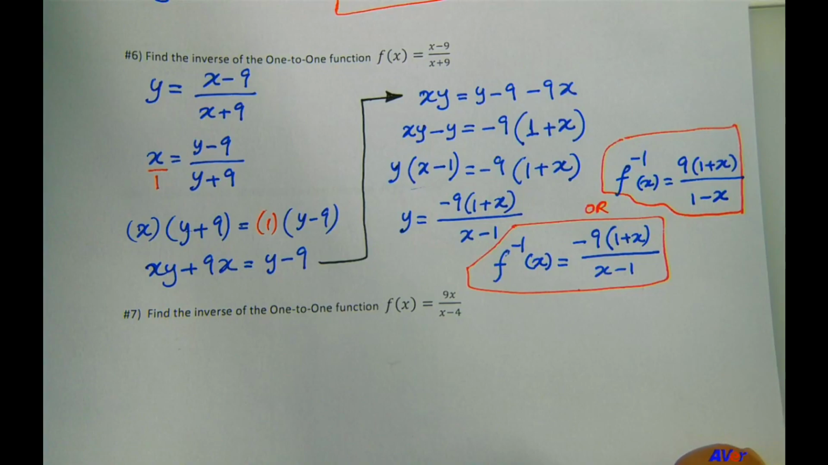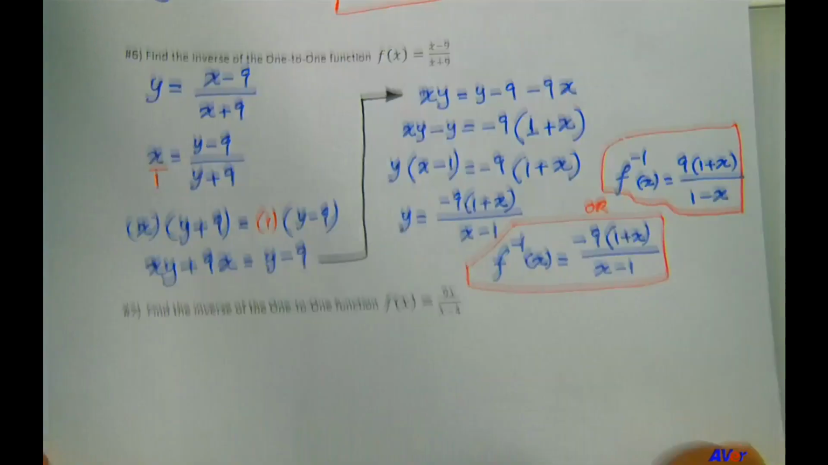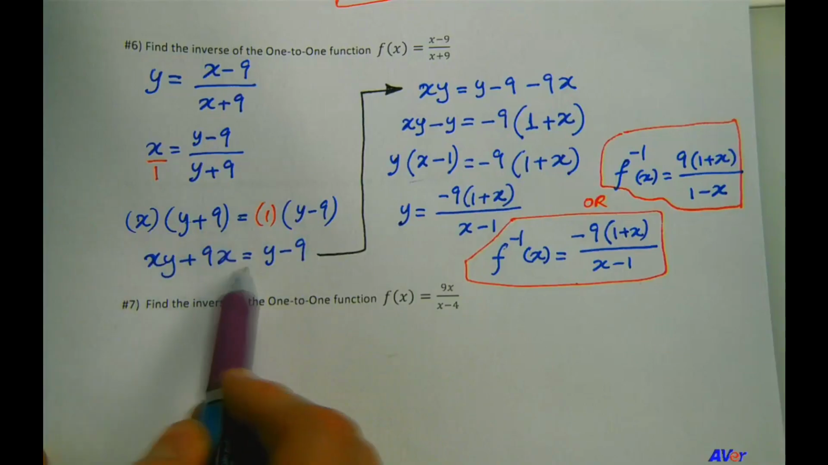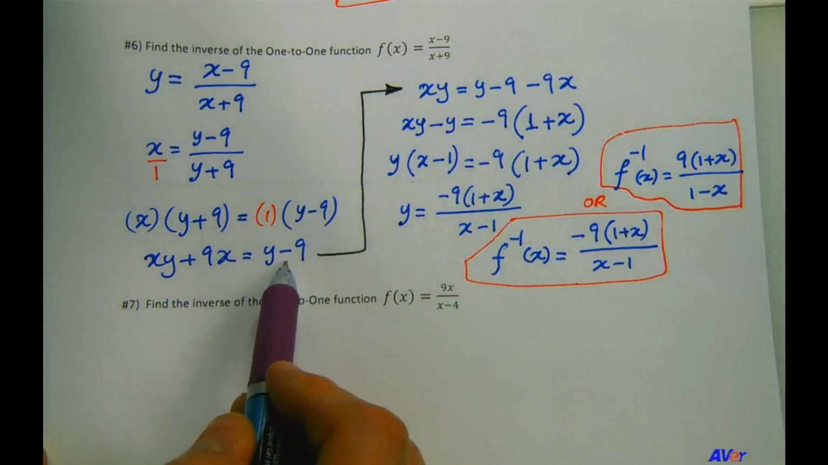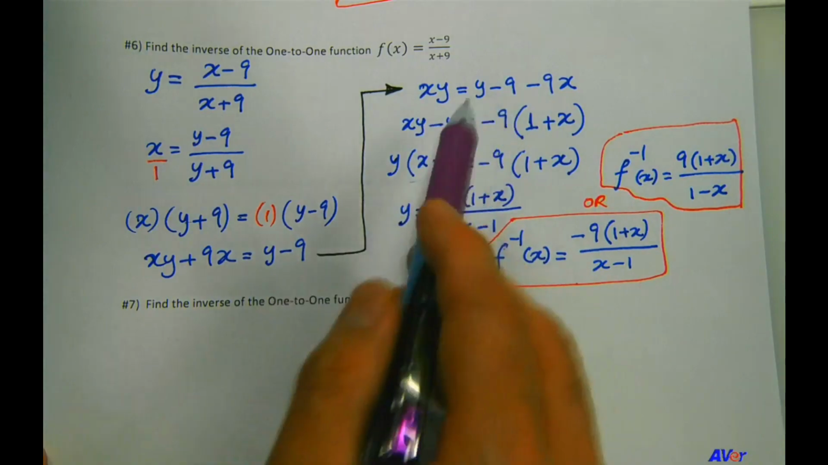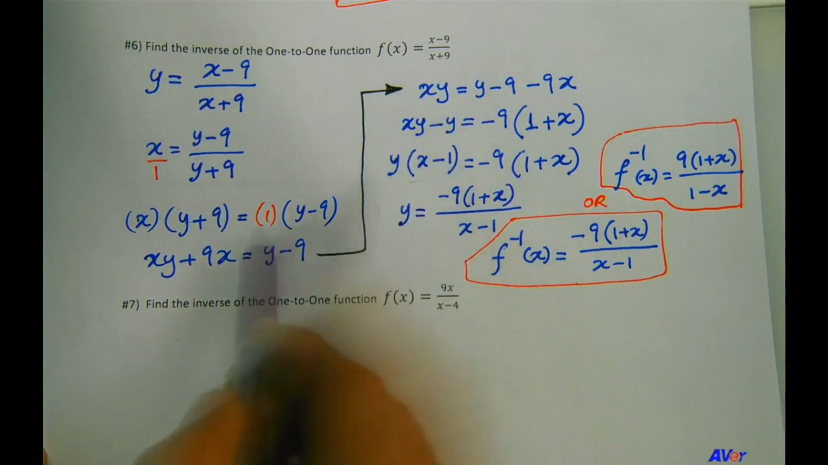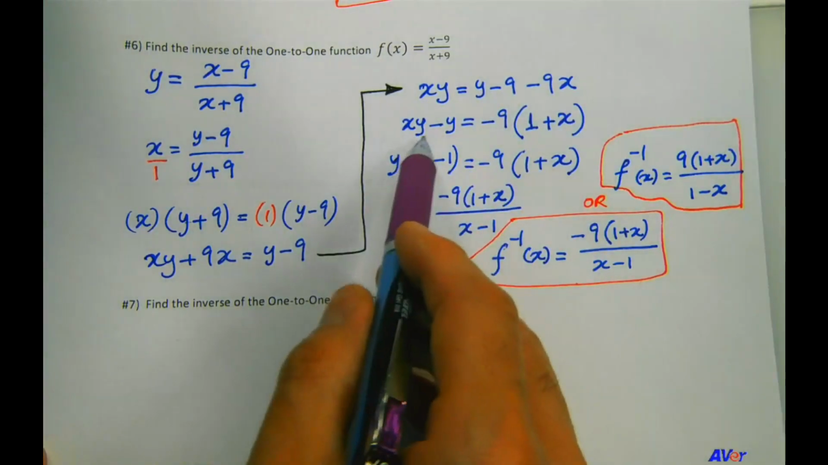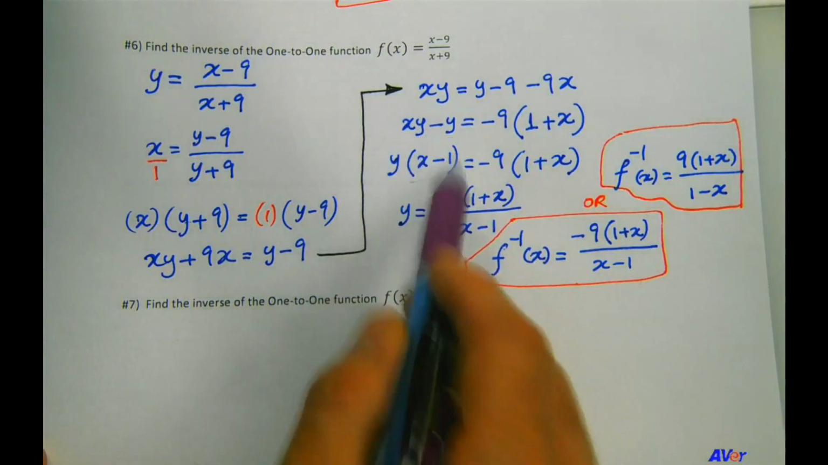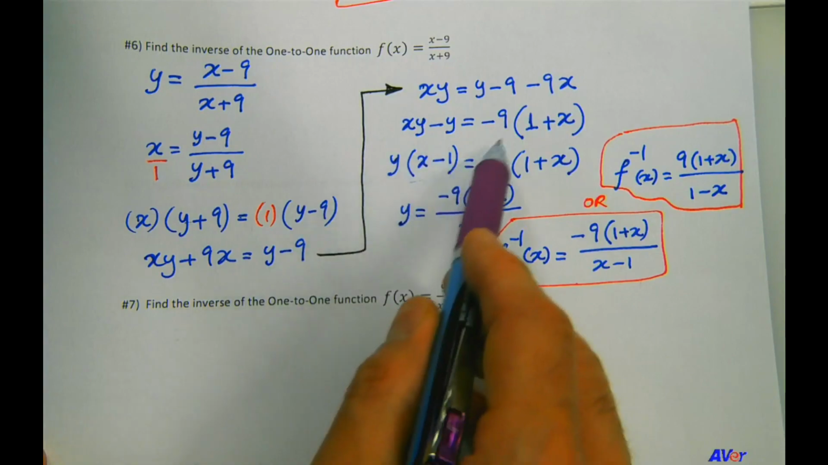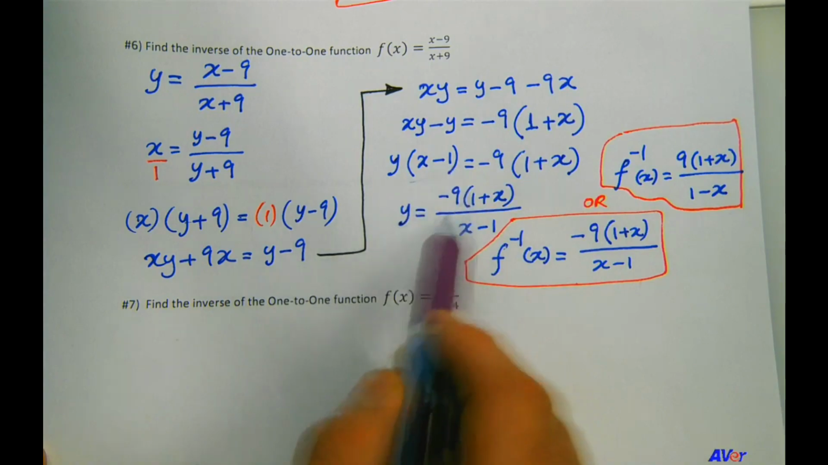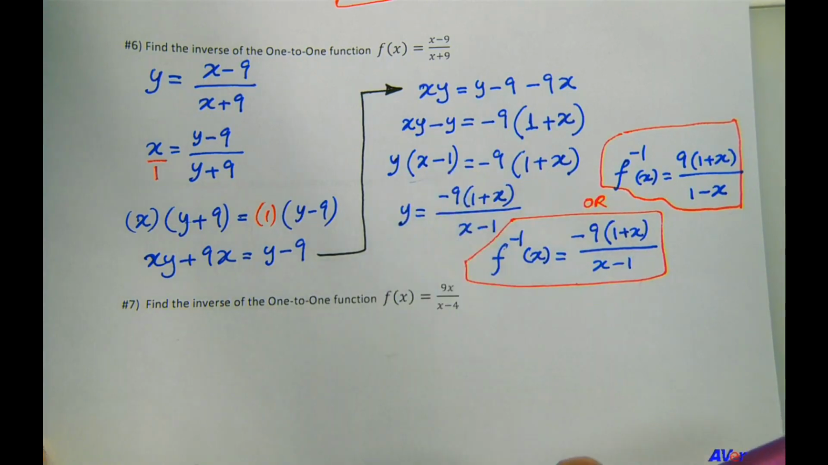Okay. I want to double check my result here just to make sure that I did everything correctly. That looks good. And that also looks good. y minus y, yep. That looks good. That looks good. Yep. Everything should be okay.